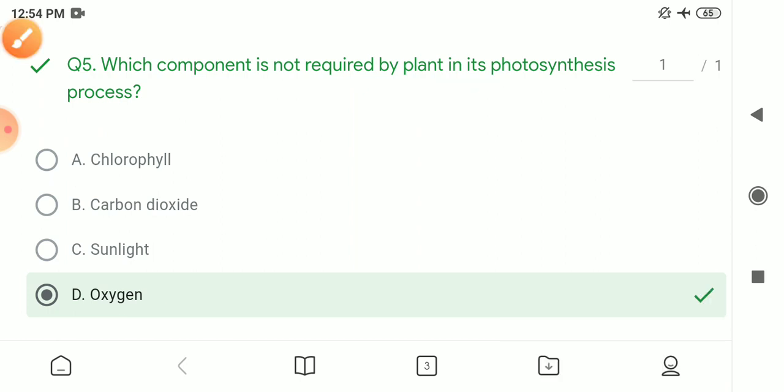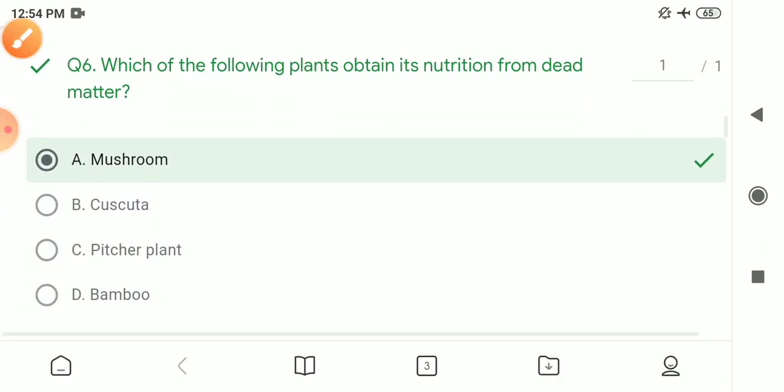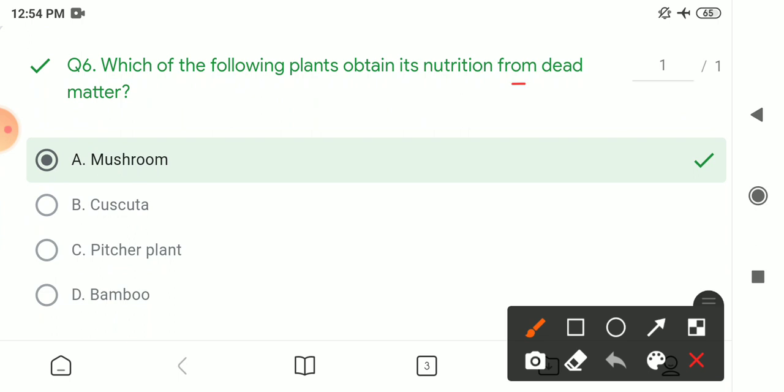Next, sixth number. Which of the following plants obtains its nutrition from dead matter? Dead or decaying matter, which plant is obtaining its nutrition? The options are mushroom, Kaskata, pitcher plant and bamboo. So here your answer is option A, that is mushroom. Mushroom obtains its nutrition from dead or decaying matter.